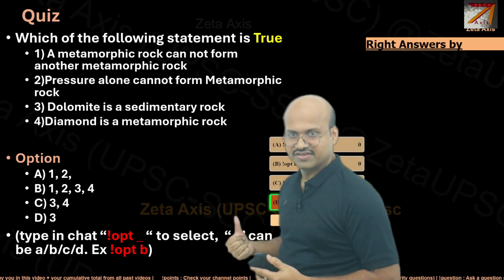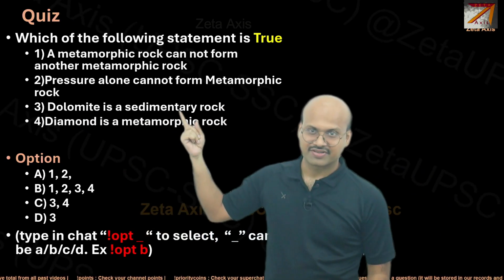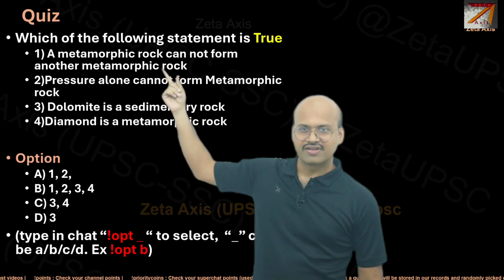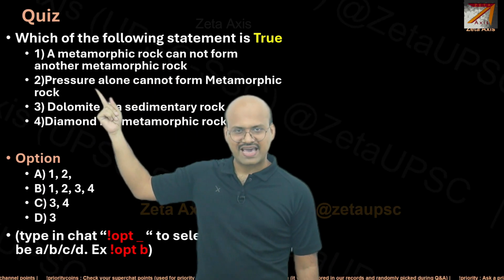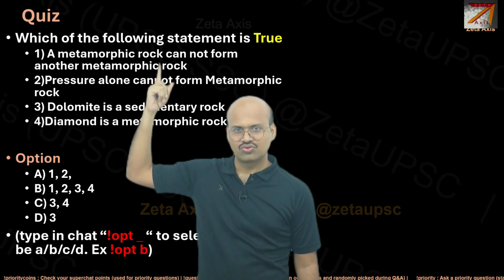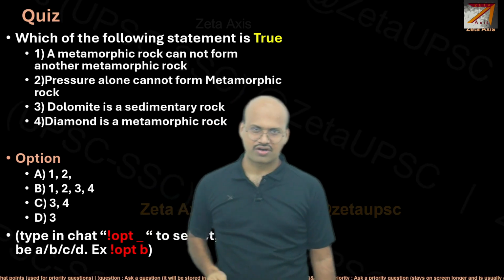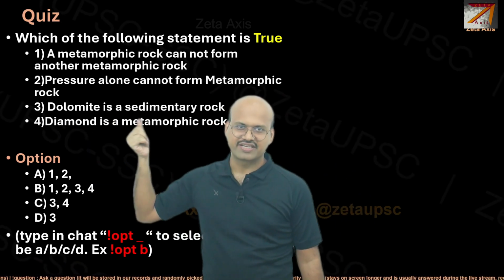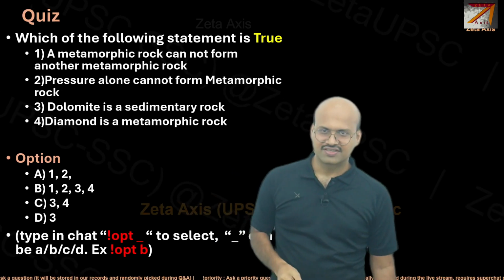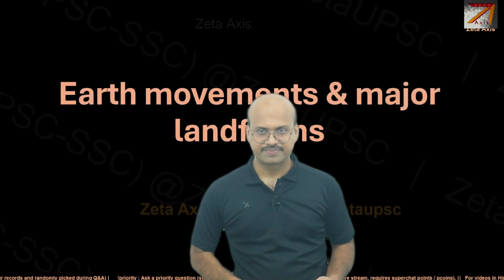The answer is D, only 3. The third statement is the only right statement. So metamorphic rock can form another metamorphic rock. Pressure alone can form metamorphic rock. So therefore these 2 are wrong. Diamond is basically a mineral and not a rock. So even this 4th statement is wrong. Only the 3rd statement is right. Therefore we can see that the answer D is the right option.